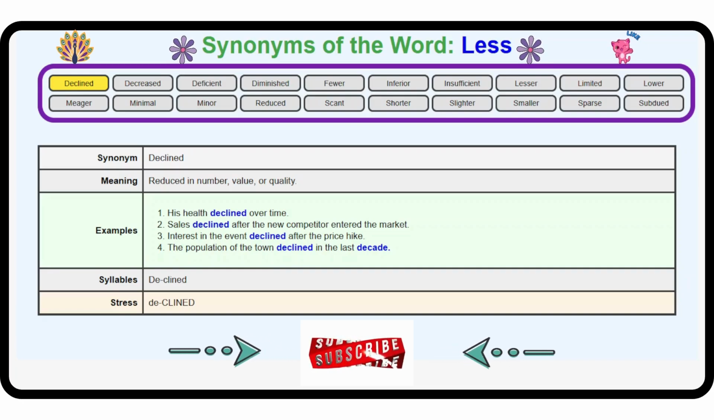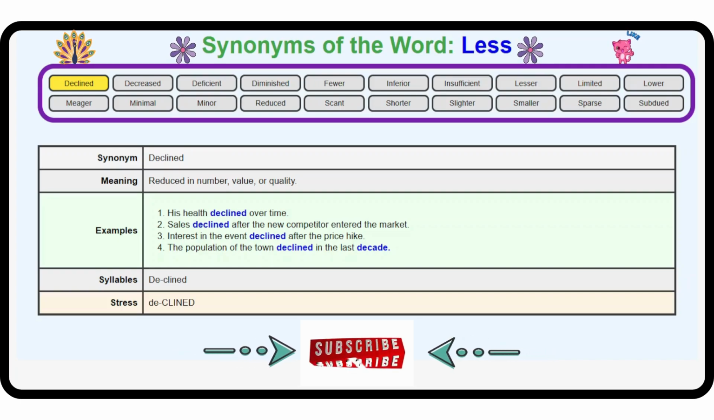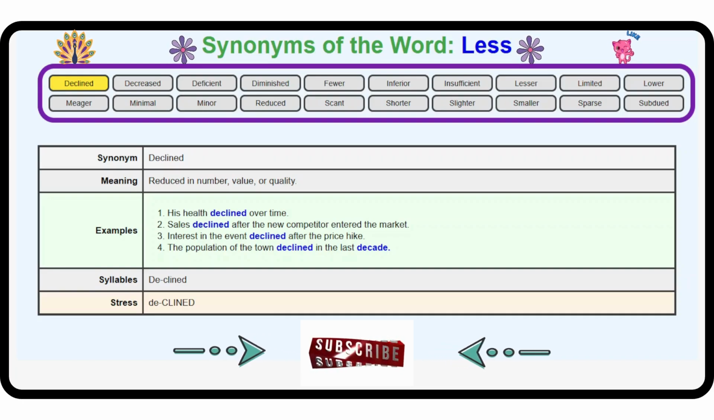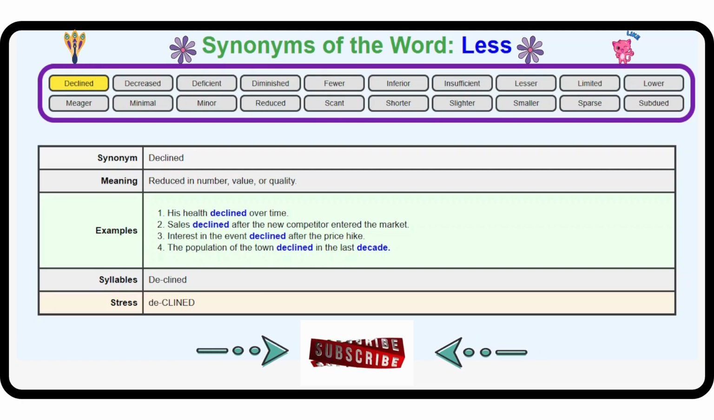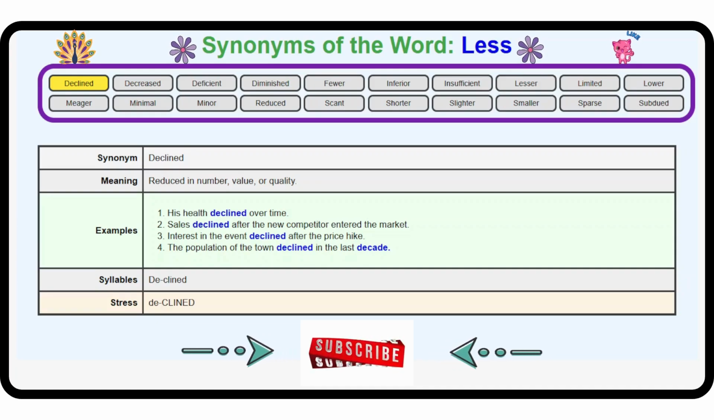Example 2, sales declined after the new competitor entered the market. Example 3, interest in the event declined after the price hike. Example 4, the population of the town declined in the last decade. Syllables, declined. Stress, declined.